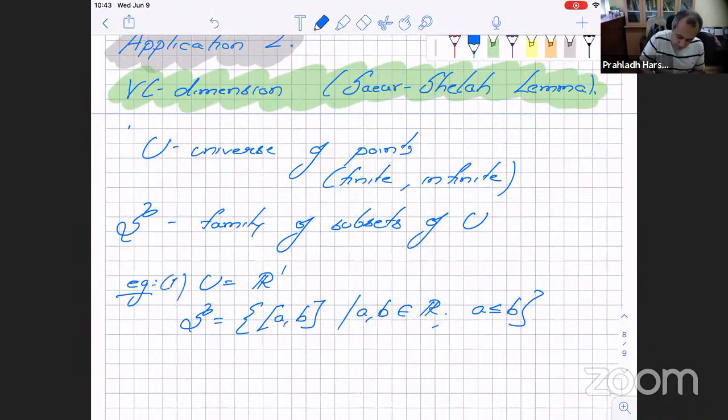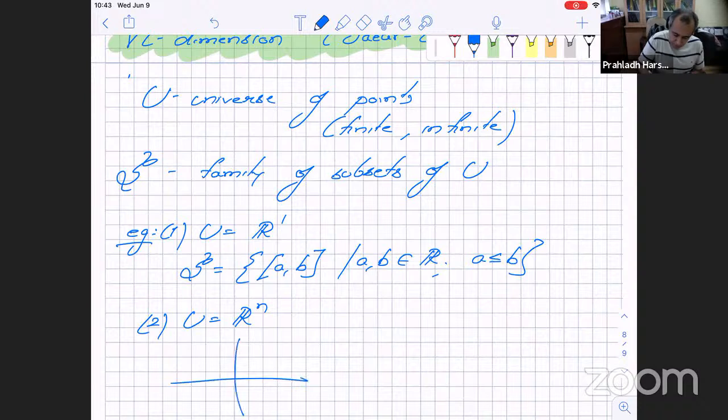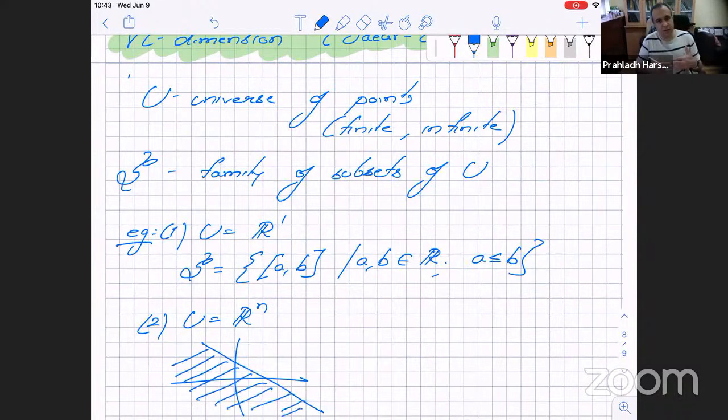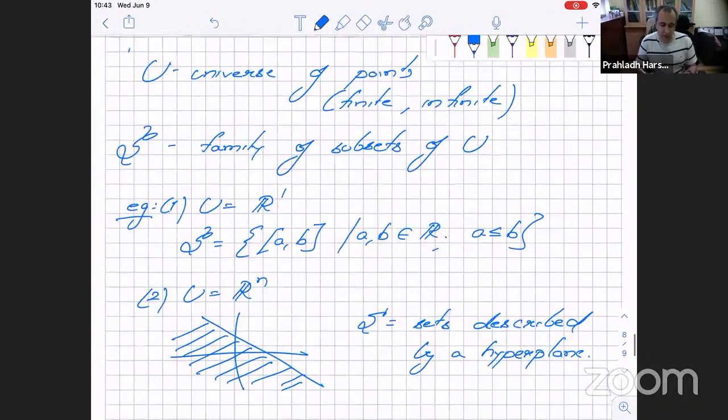A second example is U is the plane. And what is S? S is defined by any hyperplane: it is all points on one side of the hyperplane. So S could be sets described by a hyperplane. Okay, so that's the setup we are going to be in.